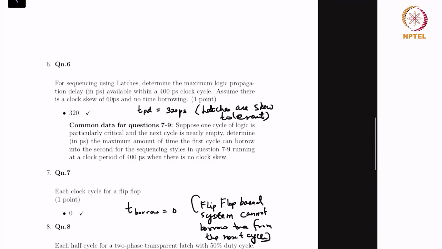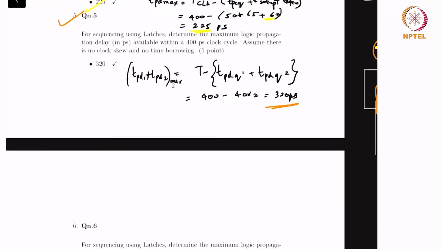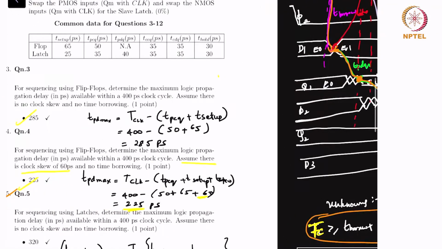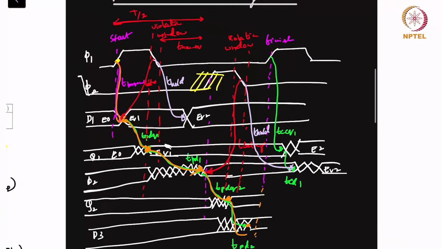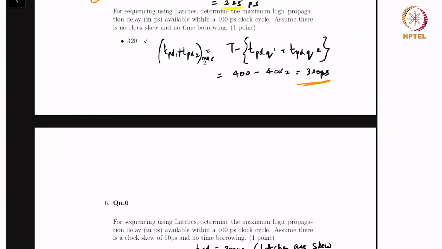For sequencing using latches, determine the maximum logic propagation delay available within a 400 picoseconds clock cycle. Assume there is a clock skew of 60 picoseconds and no time borrow. Latches are skew tolerant, so in the case of a latch, when there is a skew, the clock moves forward and hence acts as the T borrow for the next stage. And hence, in the case of a latch, the total TPD does not change. Hence, 320 picoseconds is the right answer.